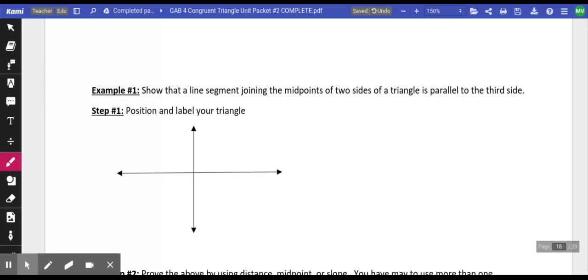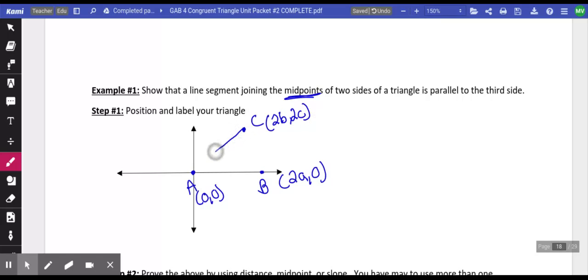So we know nothing about our triangle. Nothing special. So we can't make it isosceles, we can't make it right. So I'm just going to randomly plot 3 points A, B, C. Now, I know that I want to find the midpoints. So A is at the origin. B is on the x-axis, so it's 2A comma 0. C, we know nothing about. So C is going to be 2B comma 2C. I'm using all new variables because I know nothing about this triangle. I don't know it's isosceles. I know nothing. So here's my triangle.